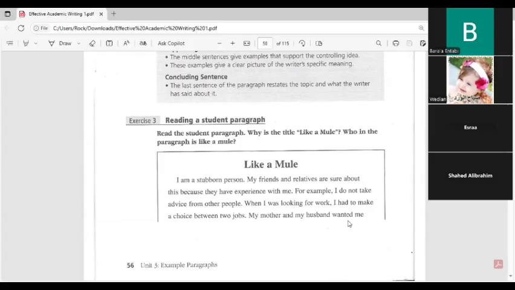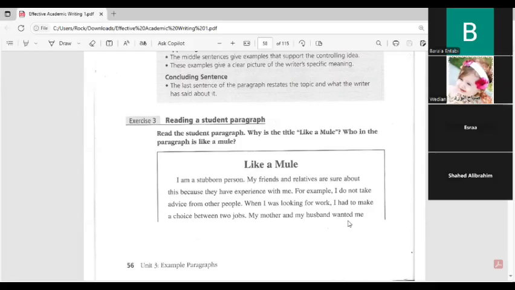But also it refers to a person who is stubborn. Do you know the meaning of stubborn?